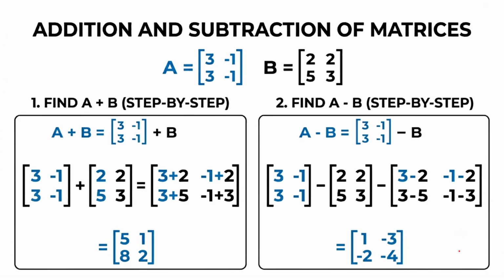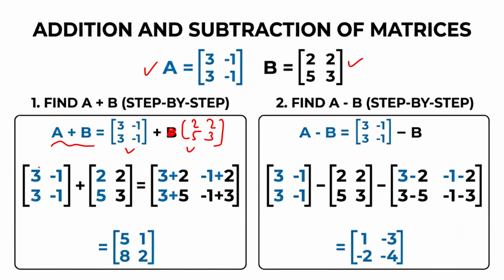Now let's move to the next topic, addition and subtraction of matrices. Okay, this question will be asked: find A plus B matrix, and they will give you two matrices A and B. You can see here they have given A and B matrix, and we have to find A plus B matrix. So what I'm doing, I'm writing A matrix first, and then B matrix, we have 2 2 5 3. So initially write down A and B matrix.